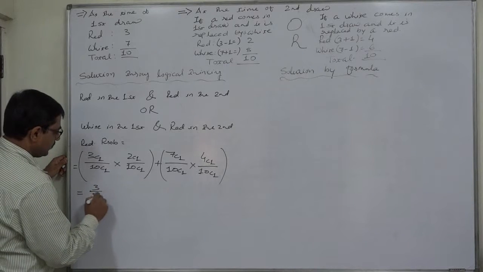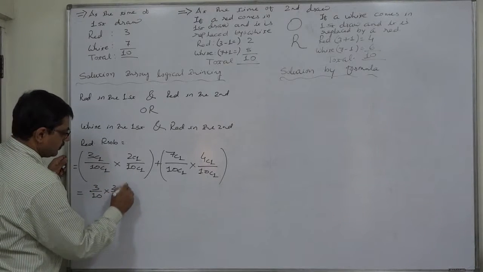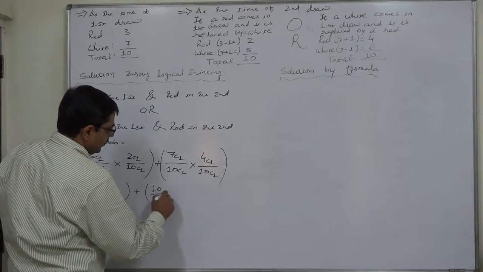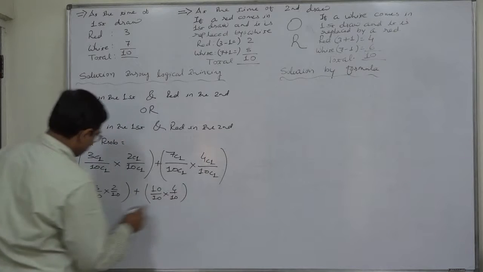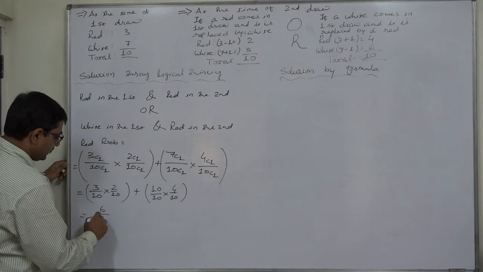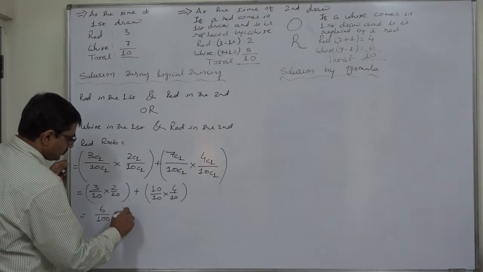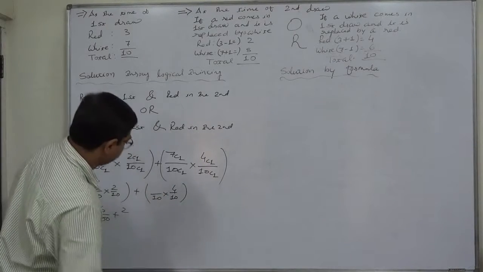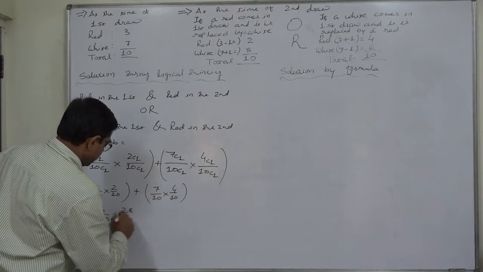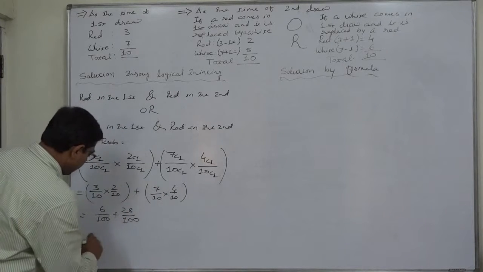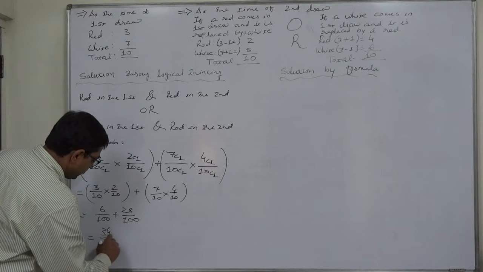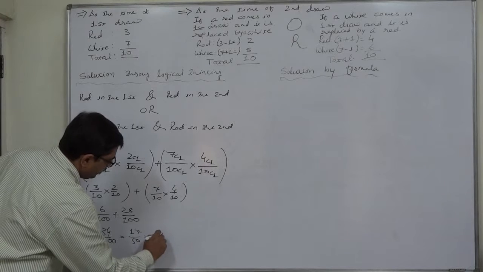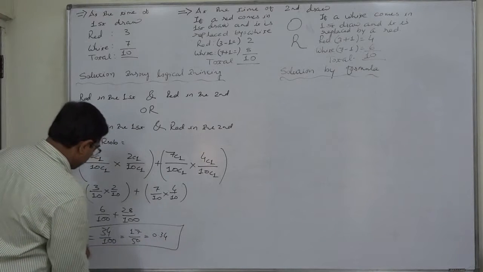So it is 3 by 10 into 2 by 10 plus 7 by 10 into 4 by 10. That is 6 by 100 plus 28 by 100. So ultimately it comes to 34 by 100 or 17 by 50 or 0.34 or 34%.